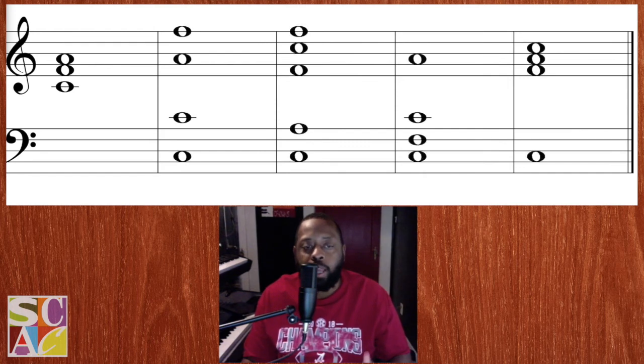Once again, it doesn't matter how you voice the chord. As long as you're using F, A, and C, or whatever chord you're using, but in this case, we're using an F major triad. As long as F, A, and C are used, and the C is on the bottom, then this will be called an F major triad in second position. Let's listen to how this sounds.